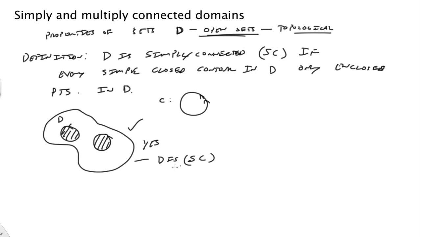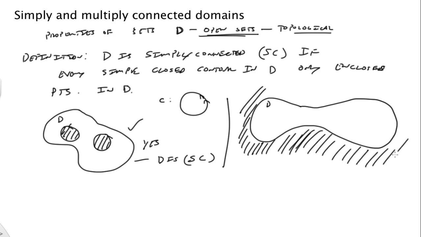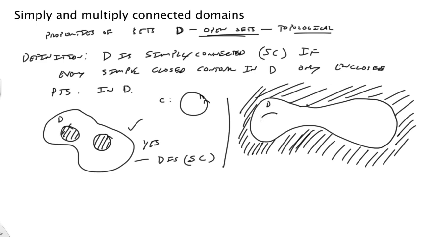In this particular case, D is what we call simply connected. Let's talk about another example. We'll just do an artwork example. I'm going to have a set like this, let's say, and this will be my set D. I'm going to put a shading around the outside here to say everything else that's shaded is not in D. Like that. Now D is actually going to have some holes in it.